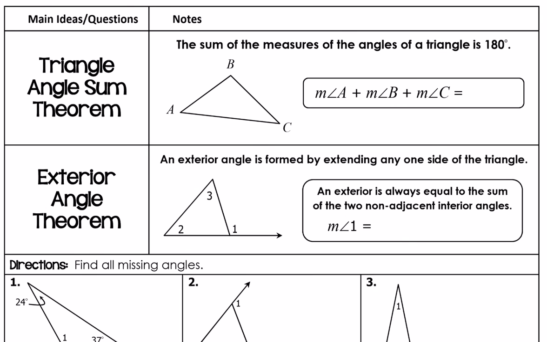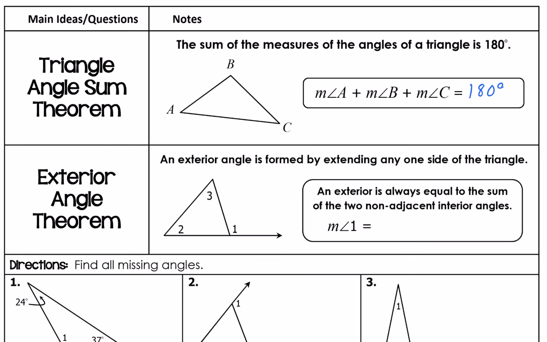Today we're talking about angles in triangles, more specifically the triangle angle sum theorem and the exterior angle theorem. What the triangle angle sum theorem says is the sum of the measures of the angles of a triangle is 180 degrees. This applies to any triangle, no matter what size, what type, it always adds up to 180 degrees for all three interior angles.